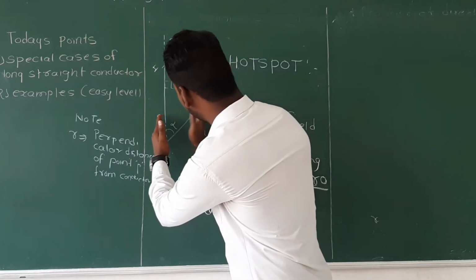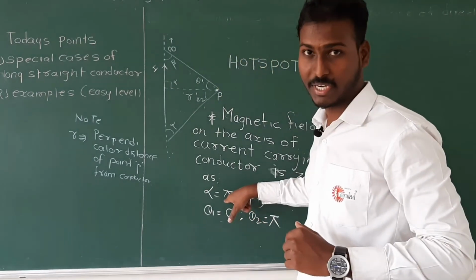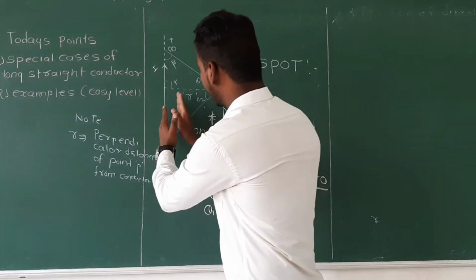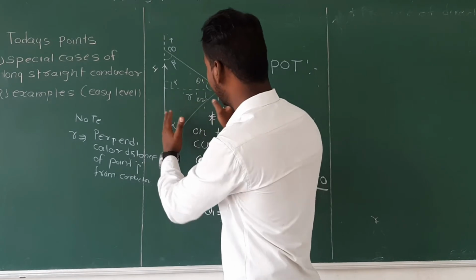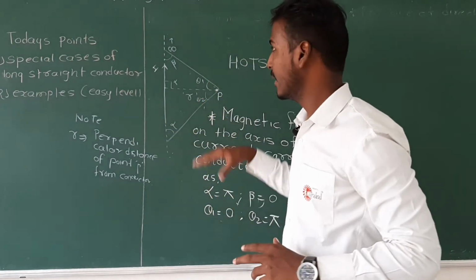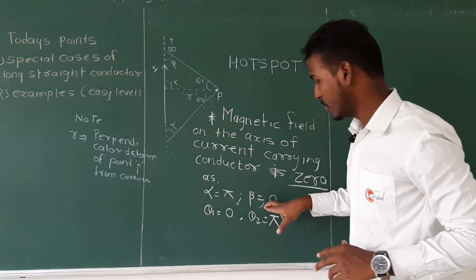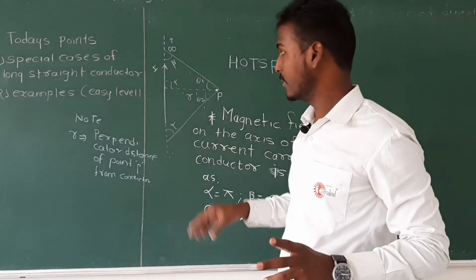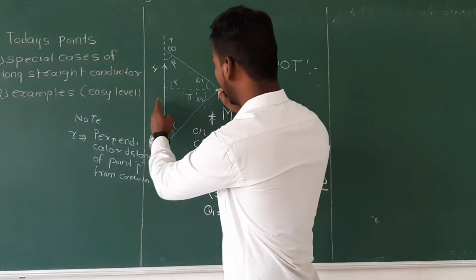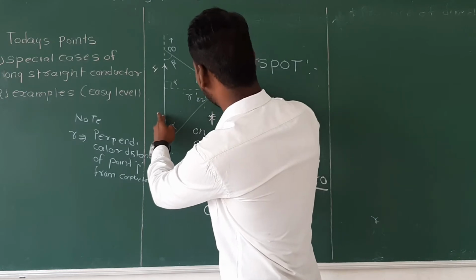So if point P comes along this, then definitely alpha becomes pi, 180 degree, and at that time you can see that similarly theta 2 will become how much? Pi also. Alpha and theta 2 become pi, and similarly beta becomes how much? 0 degree, and theta 1 becomes 0 degree. See once again, if the point P is, let's say, somewhere here, anywhere here, so theta 1 is nothing but like this.